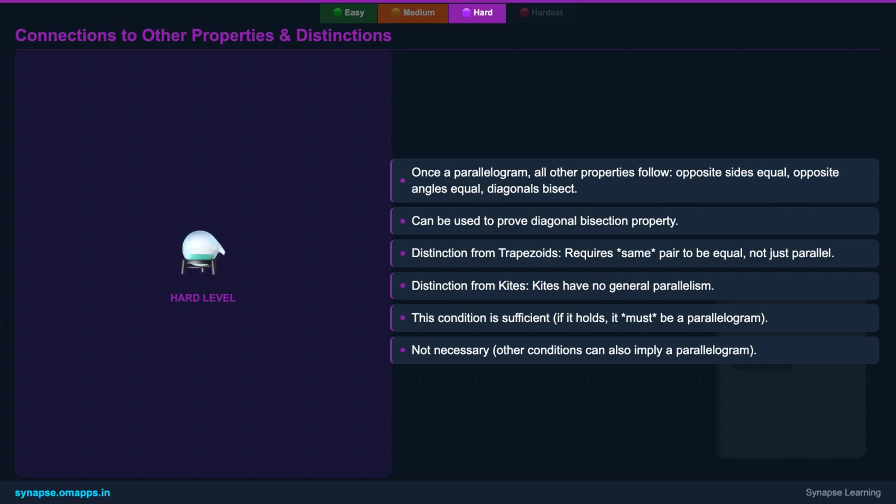It's crucial to distinguish this from other quadrilaterals. A trapezoid has only one pair of parallel sides, but this theorem requires that same pair to also be equal. A kite has equal adjacent sides, but no general parallelism. This theorem's condition is sufficient, meaning if it holds, it must be a parallelogram. However, it's not necessary, as other conditions can also define a parallelogram.